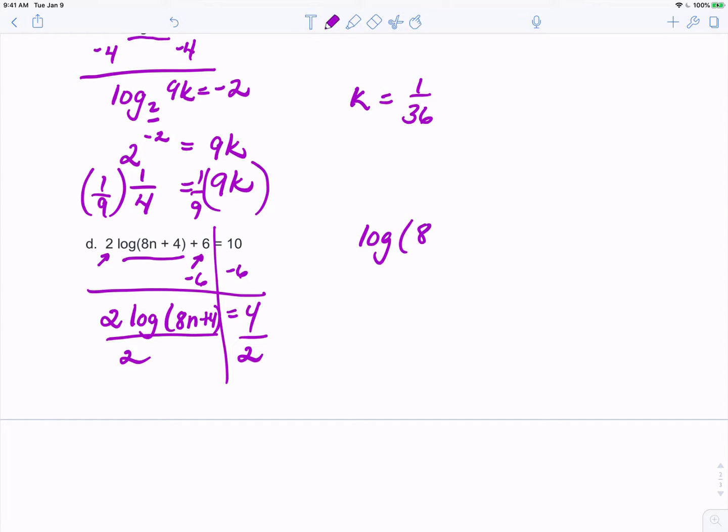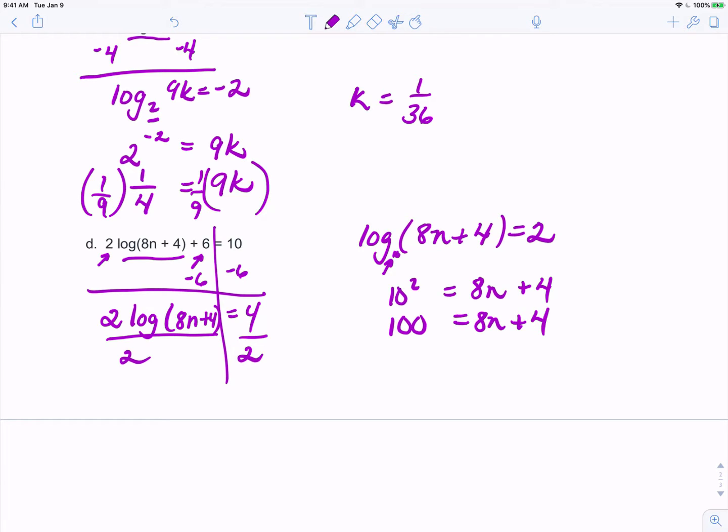Log of 8n plus 4 is equal to 2. And again, if you just have 1 log, the only way to get rid of it is to rewrite using exponents. You might say, well, what's the base? Remember, if the base isn't written, we assume it's a common log, or in other words, base 10. So we have 10 to the 2nd power is equal to 8n plus 4. Or in other words, 100 is equal to 8n plus 4.